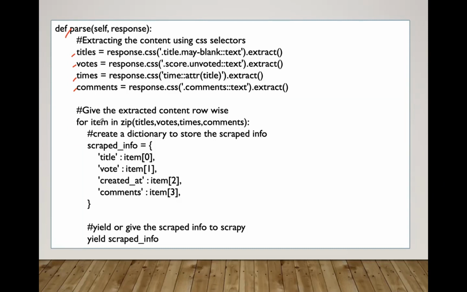And after this, yield scraped information. This line returns the scraped information, that is a dictionary of words, titles, etc. Okay, that scraped information will be returned to Scrapy, and Scrapy will process that information and store it. So save the file reddit.py.